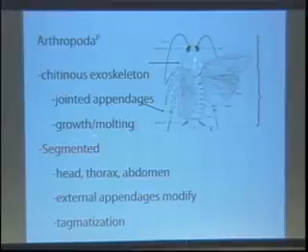And they're segmented, head, thorax, and abdomen. In a few cases, the head and thorax are fused, like in the arachnids or spiders, and that process is called tagmatization, the fusion of parts. We'll also see that in some crustaceans.